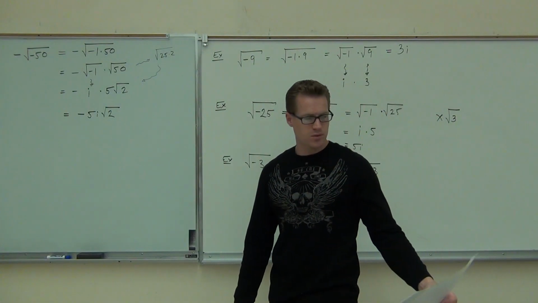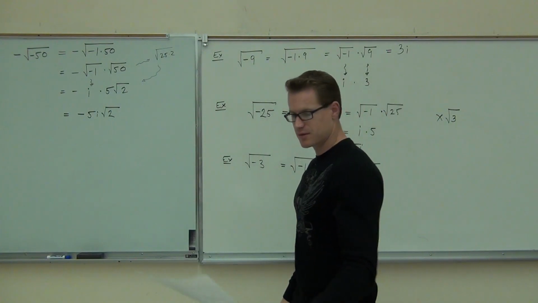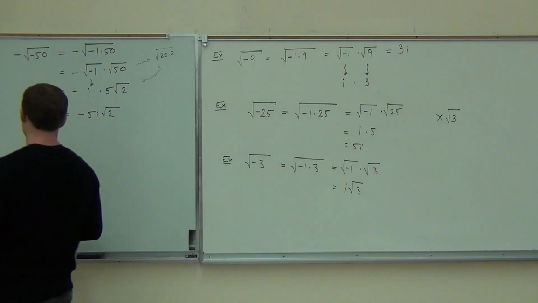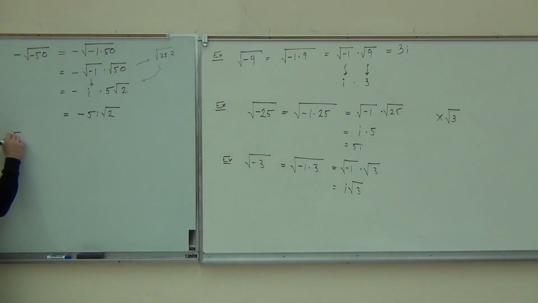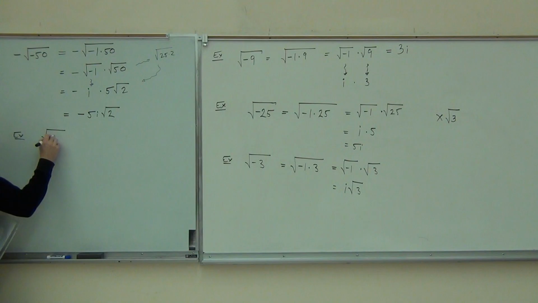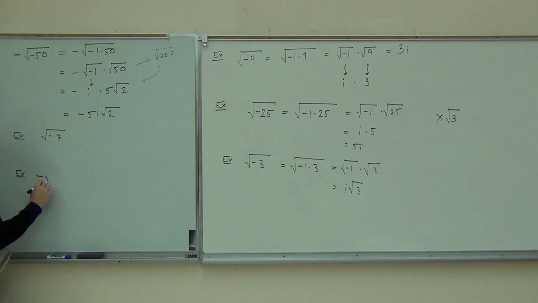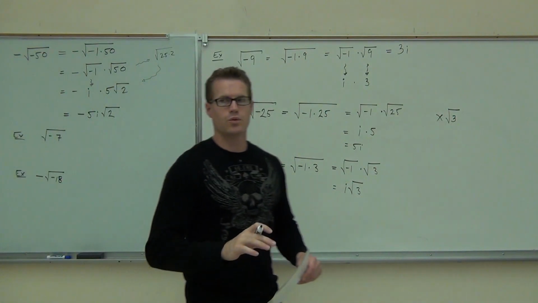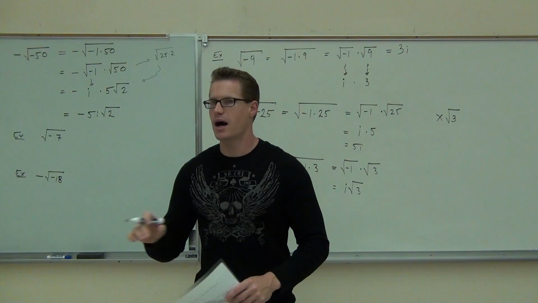Would you like to try a couple on your own? Let's do the square root of -7 and negative square root of -18. Put those in, we'll call this I form. Put this in I form for me.